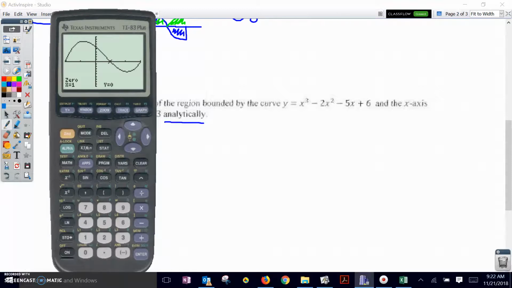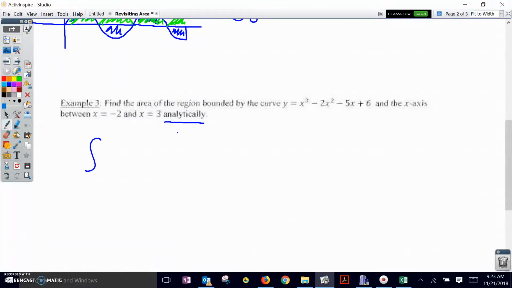So in order to find the area of this region, we're going to integrate the function from negative 2 to 1, and we're going to integrate it from 1 to 3, and we're going to subtract away the integral that we get from 1 to 3. So we've got the integral from negative 2 to 1 of the function, and we're going to subtract away the integral from 1 to 3 of the function.